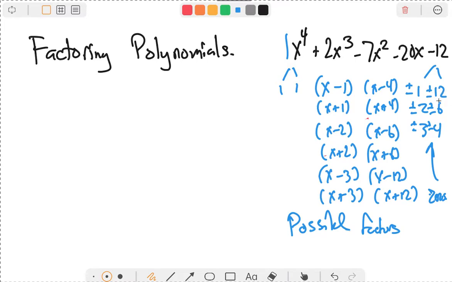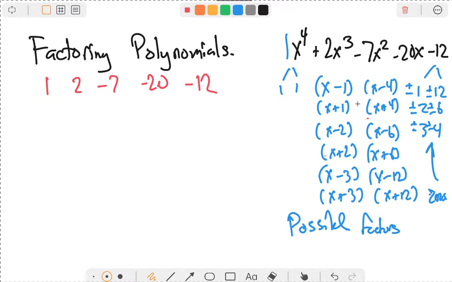If we have zeros that are rational numbers, it's going to be one of these, so a nice factor will be one of those. So those are the ones we want to test. Now at this point, it's just guess and check. We're going to do a bunch of guessing and checking till we find ones that work. This is where synthetic division is really nice, because we might have to do a bunch of these. So we'll start off with 1, 2, negative 7, negative 20, negative 12.